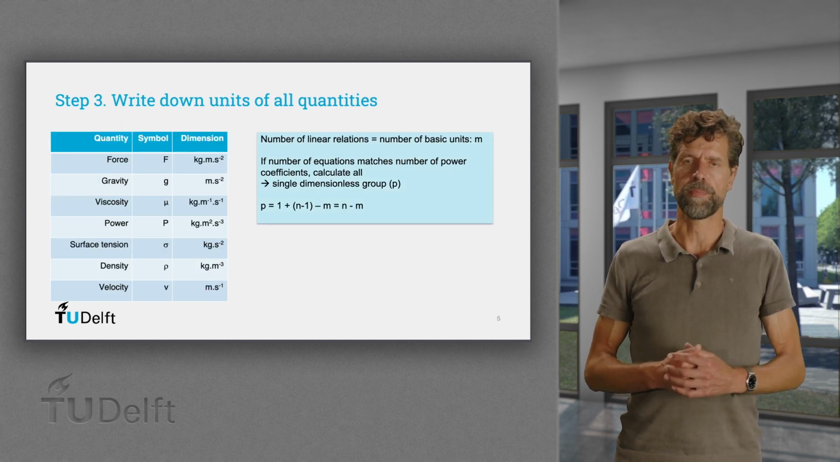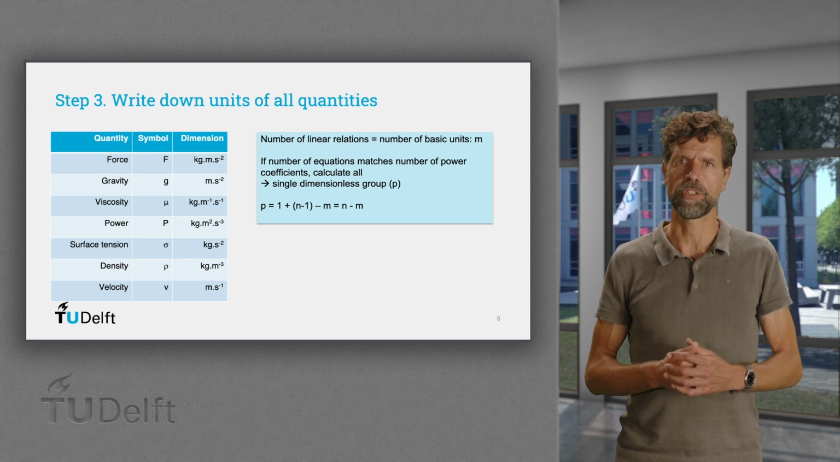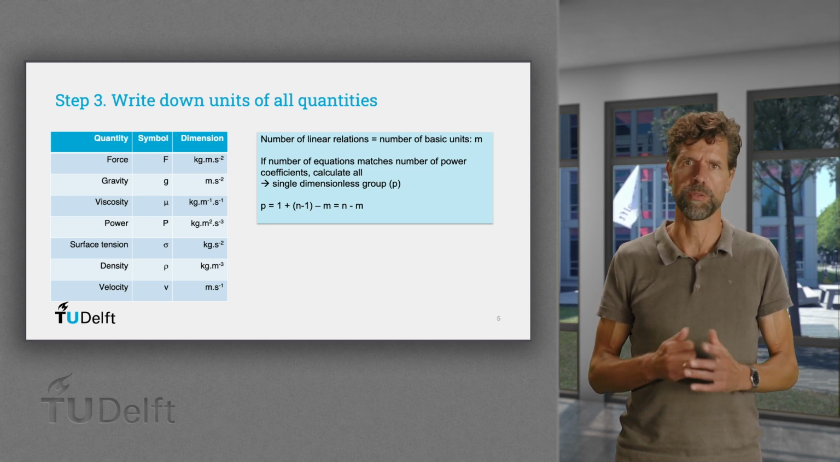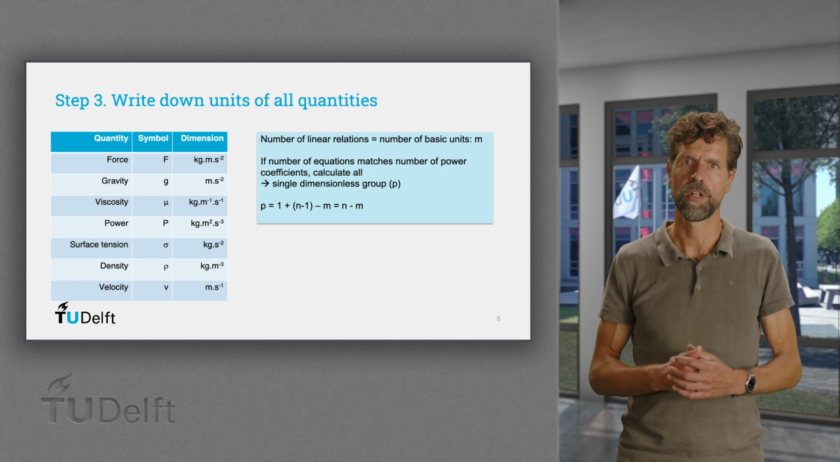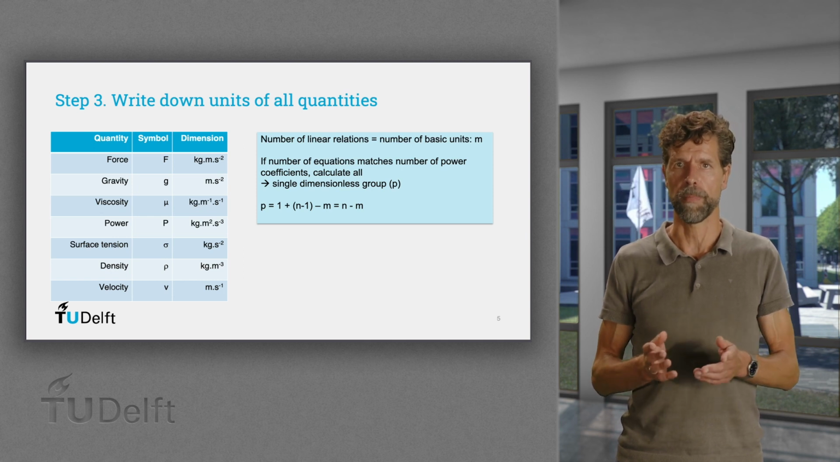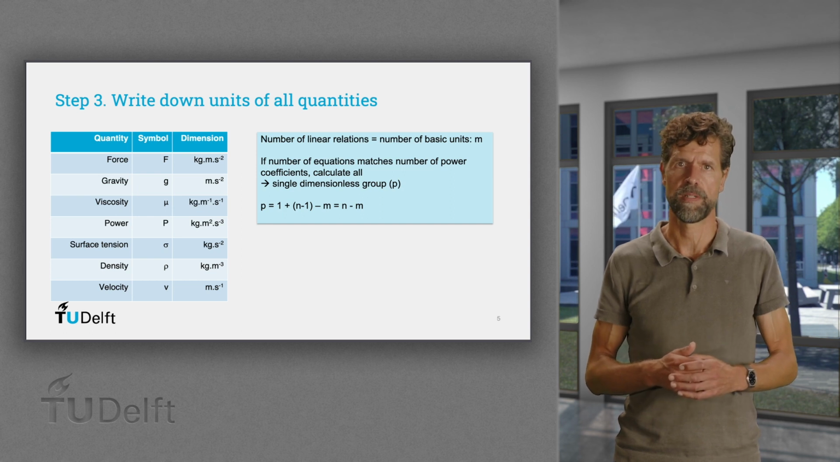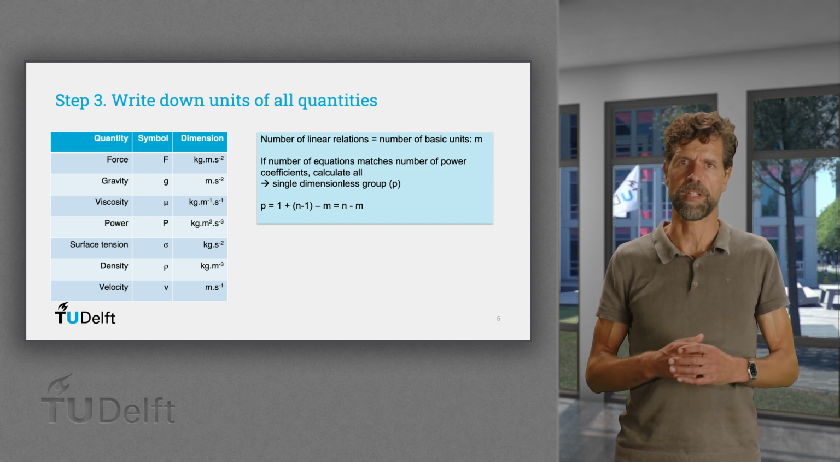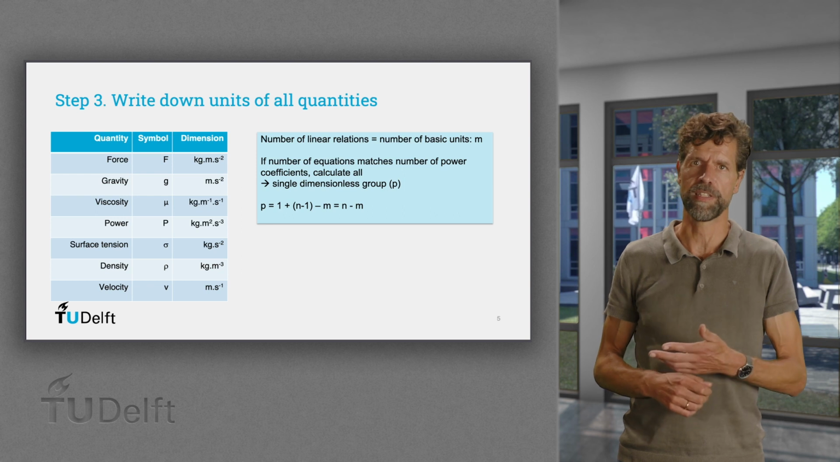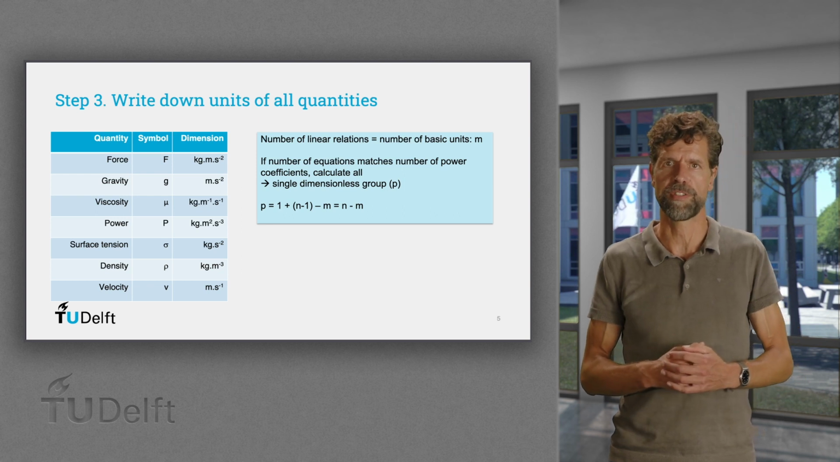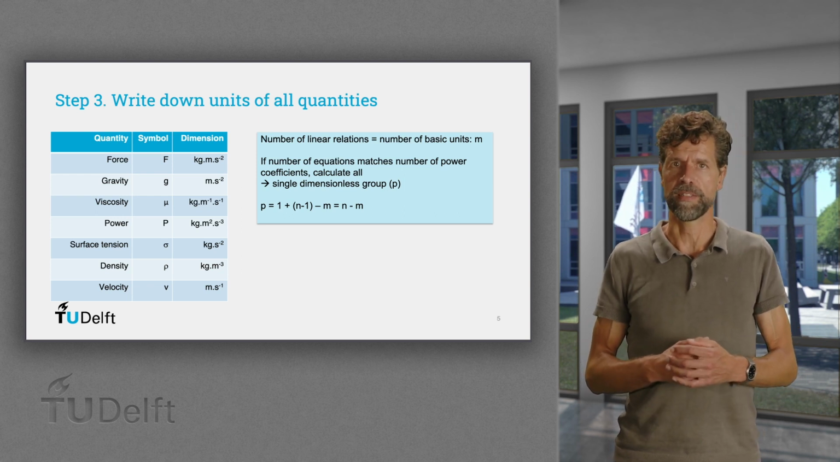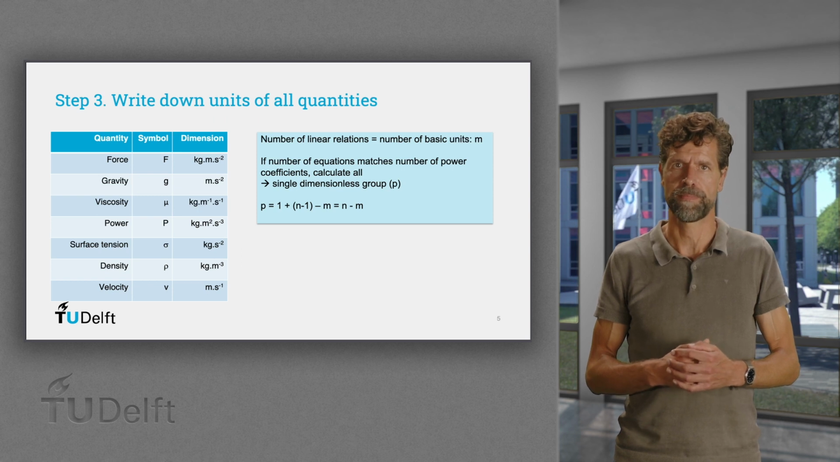We are already at step 3. We now write down the units of all the quantities, each uniquely expressed in the basic units of length in meter, mass in kilogram, time in seconds, and temperature in Kelvin. The expression that was set up in step 2 now leads to a set of linear relations between the power coefficients to ensure that the expression is dimensionally correct.